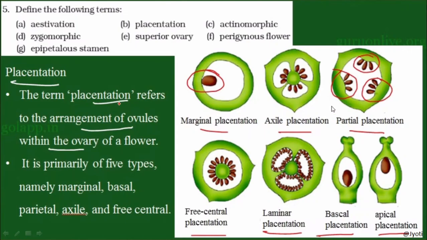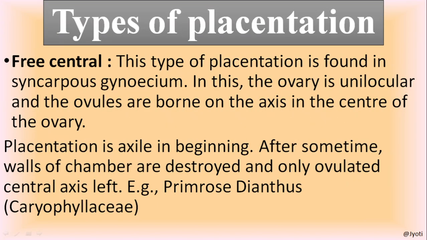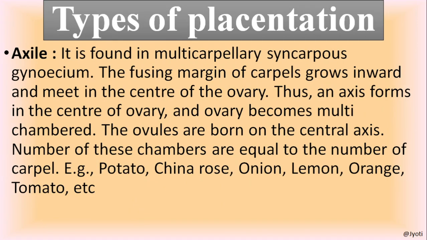Okay. Then the next type of placentation is free central. This type of placentation is found in syncarpous gynoecium, where the ovary is unilocular and ovules are borne on the axis in the center of the ovary. Actually, this type is axile placentation in the beginning, but after some time the walls of the chambers are destroyed and only the ovule-bearing central axis is left. Let us see the picture.